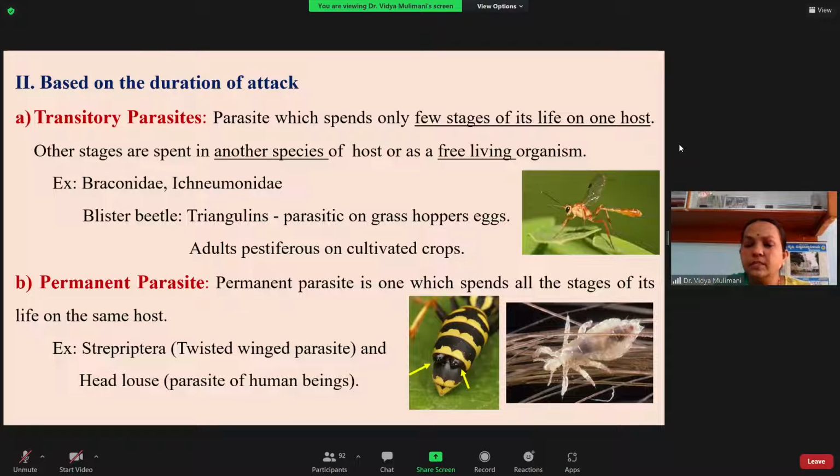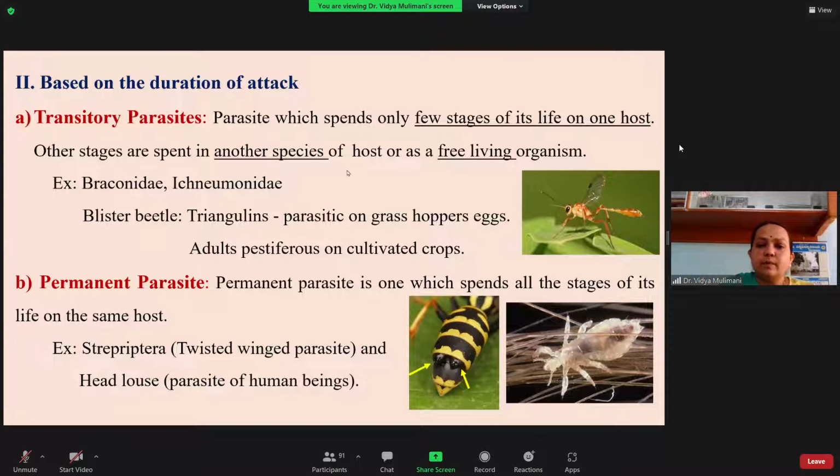Many of the insects, as you know, are parasitic only in the immature stages, whereas the adults are free living. So this is called a transitory parasite. Here you can see the parasite spends only a few stages of its life cycle on one host. The female will lay the egg wherever they have the host, they will hatch, and only in the larval stages are they parasitic. So that is the few stages of its life on the host.